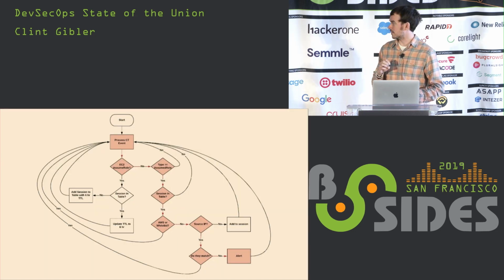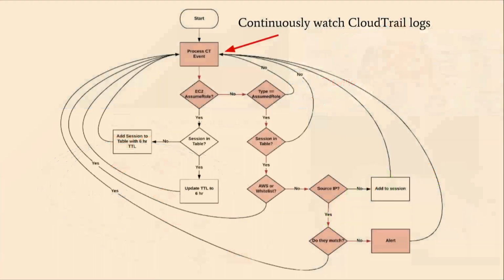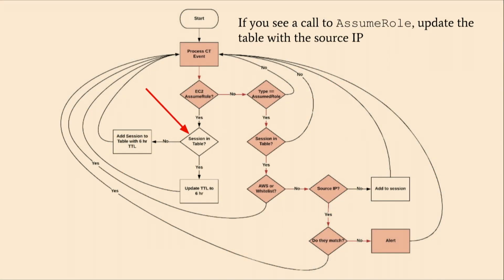So Will gave this very non-intimidating diagram about how it all works. Let's quickly talk about it. Basically, we're continuously watching CloudTrail logs of which API calls are happening. And then if you see a call to assume role, we have this table we're keeping up to date with a mapping between the source IP and the AWS credentials being used. So, OK, we saw this IP using this one, using this one, and so forth.